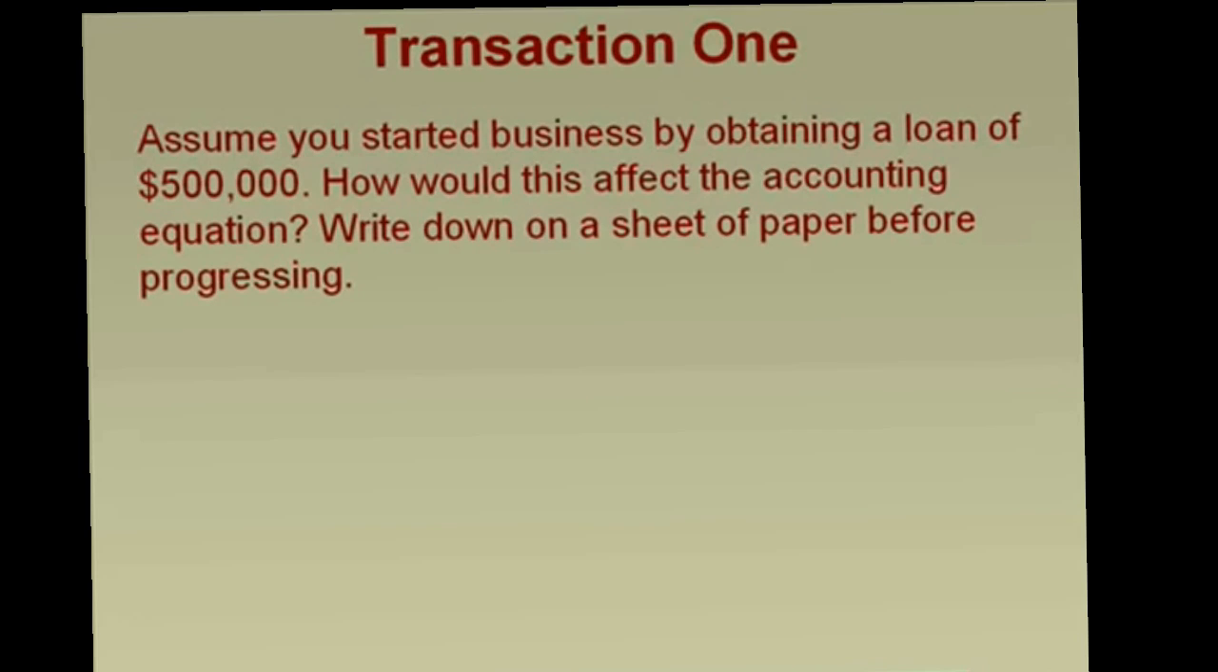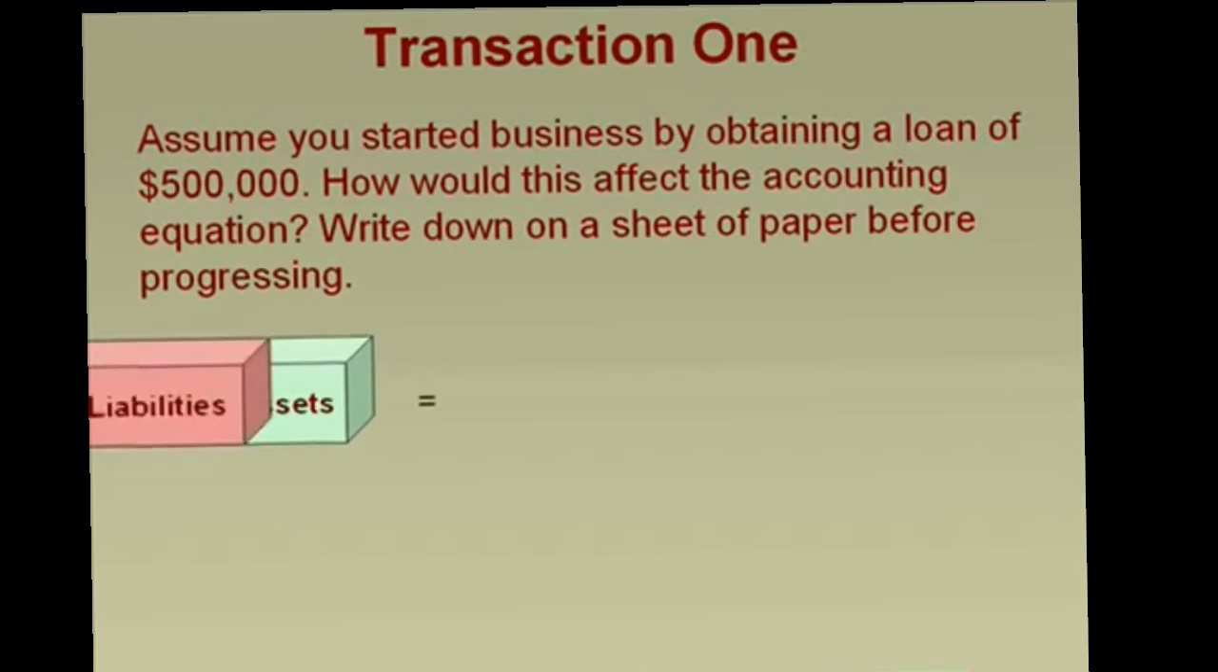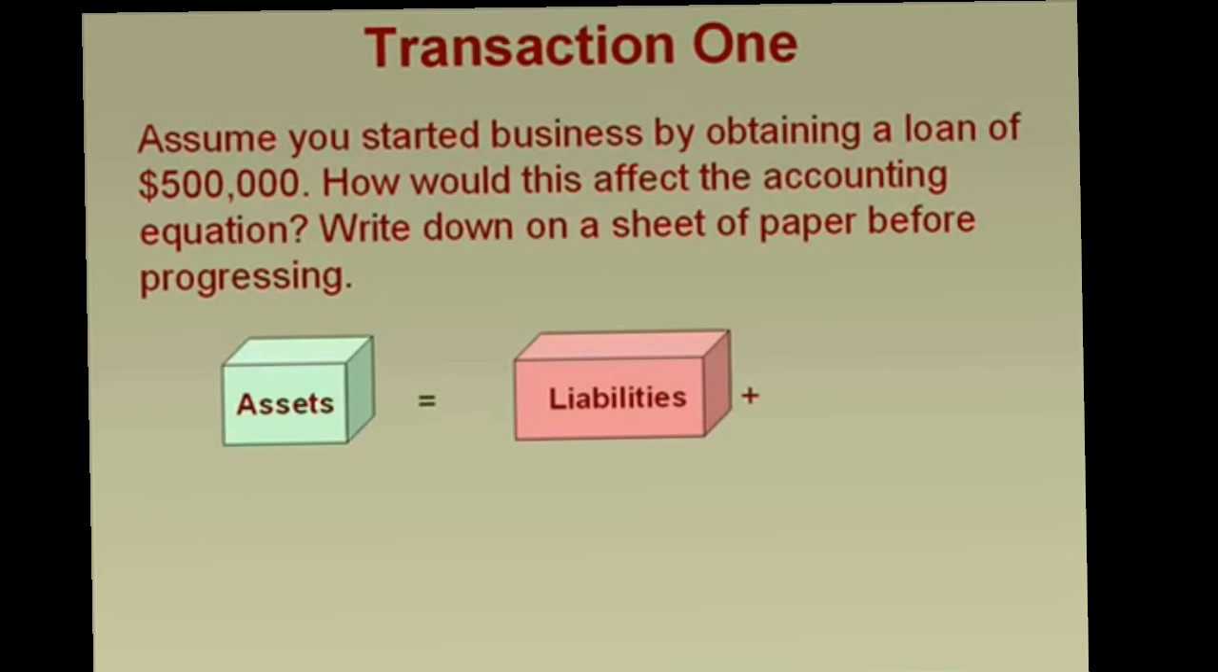Assume you started business by obtaining a loan of $500,000. How would this affect the accounting equation? Write this down on a sheet of paper before progressing. What is the accounting equation? Assets equals liabilities plus equity. Now, I'm sure you know this equation really well. Stop this recording now and show the impact of this transaction on the accounting equation. I'll give you a couple of minutes to try it.